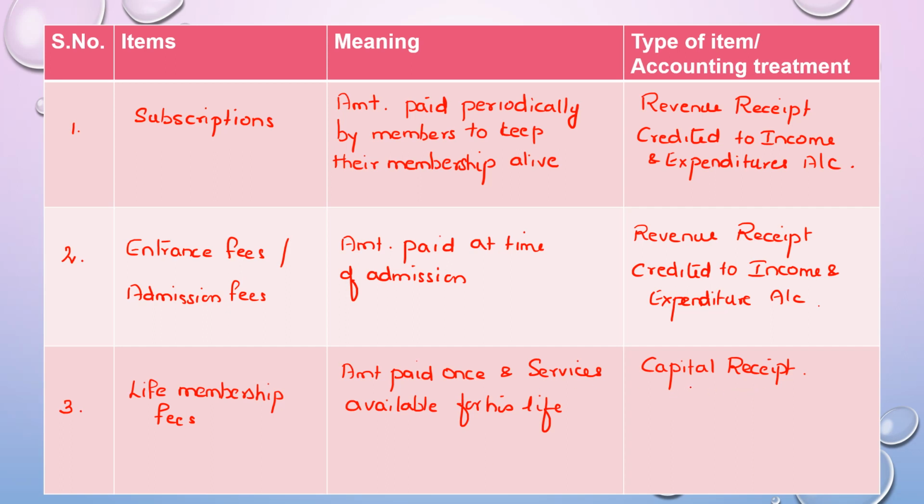So capital receipt would go into our balance sheet. So where will we be putting it? We will be putting it in the balance sheet on the liability side. We would be adding it to the capital fund. So this is the accounting treatment of life membership fee.